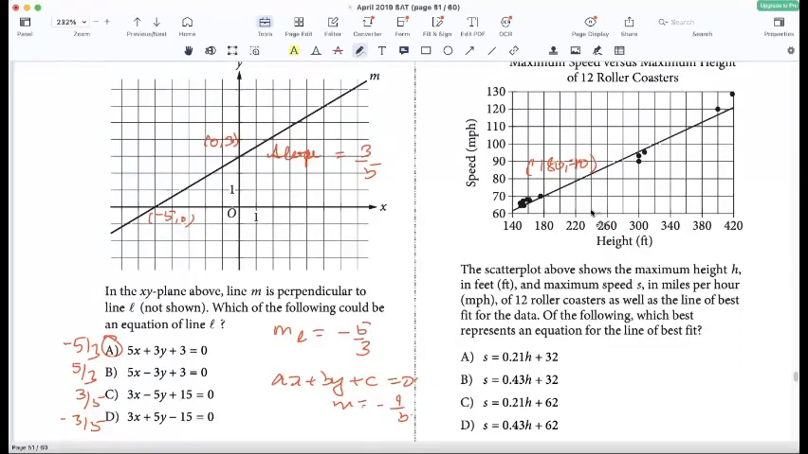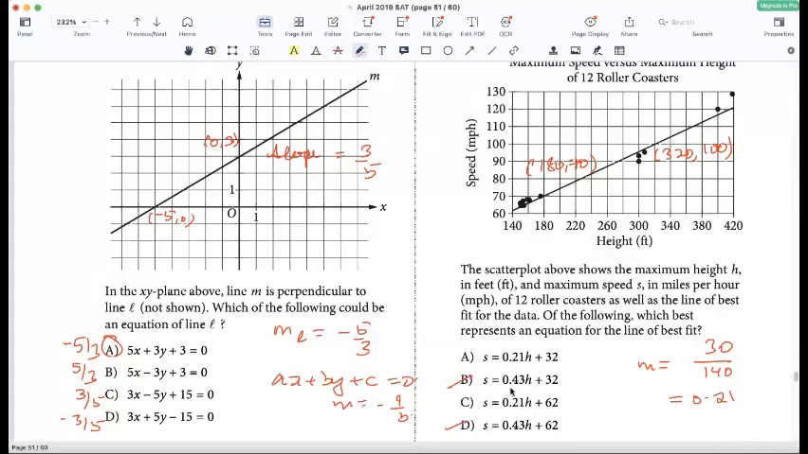180, 70, and I'm also going to use 320, 100, right? So the slope would be 30 divided by 140. So let's plug that in, 30 by 140. So that's 0.21. So my slope is 0.21, which means I can eliminate B and D.